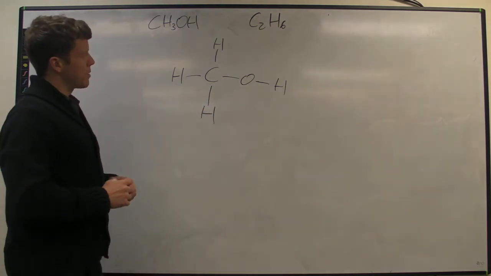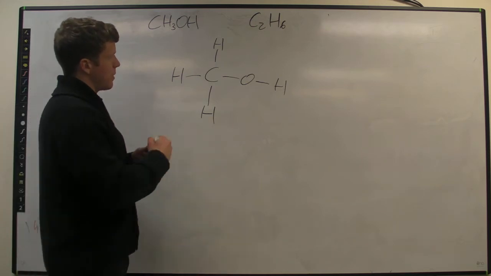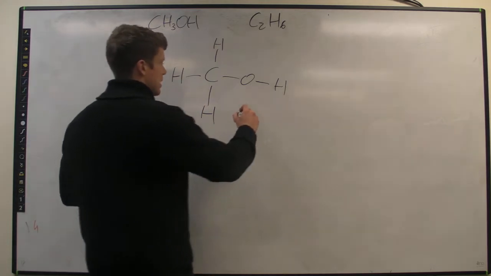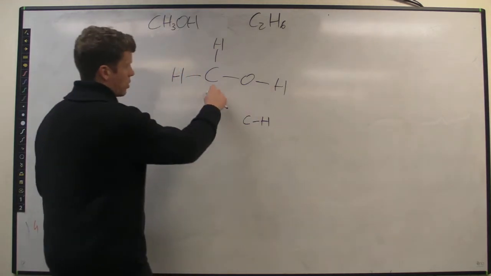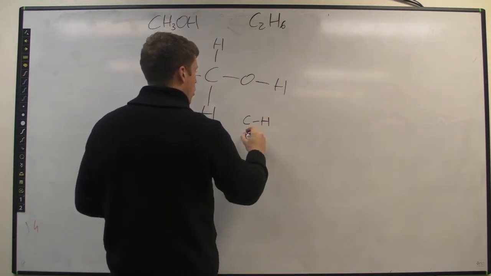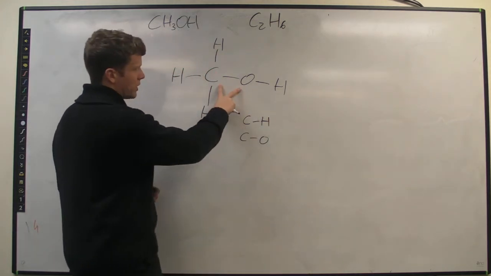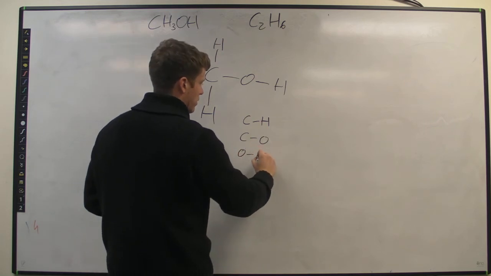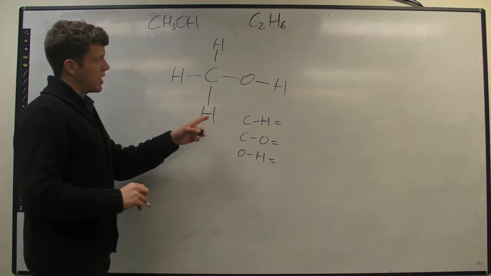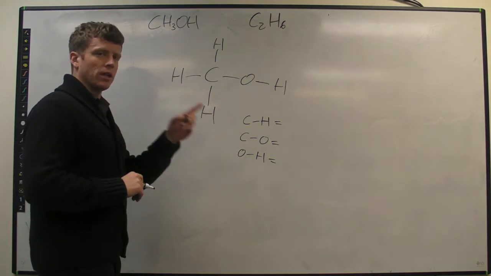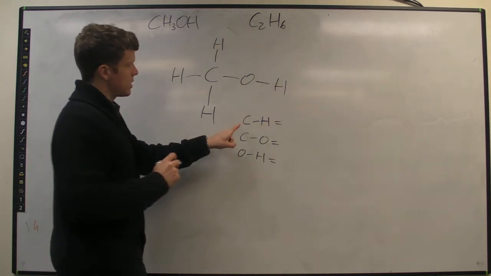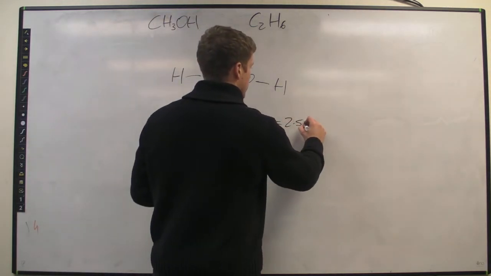So my next step is to think about the polarity. I know that I've got 3 separate bond types in this molecule. So carbon and hydrogen, this is the same as this and this. Then an oxygen-carbon bond, and then an oxygen-hydrogen bond. So what I need to do now is use electronegativity values from the periodic table and subtract the smallest from the biggest.